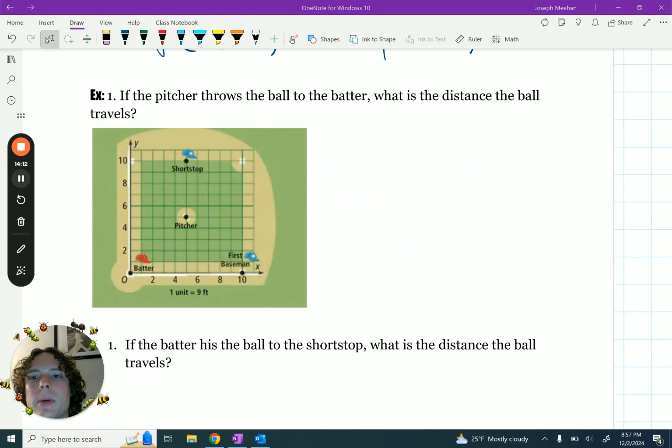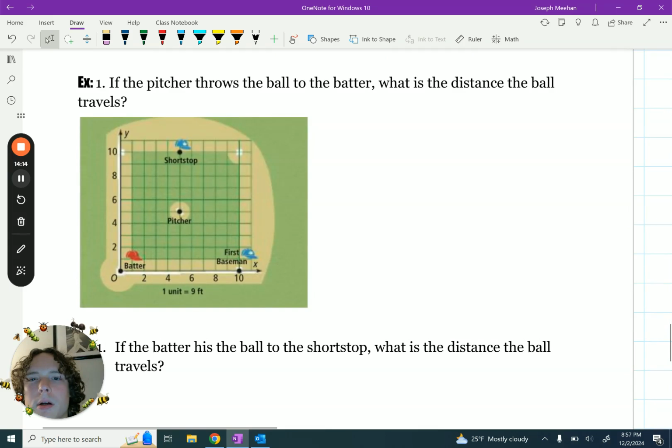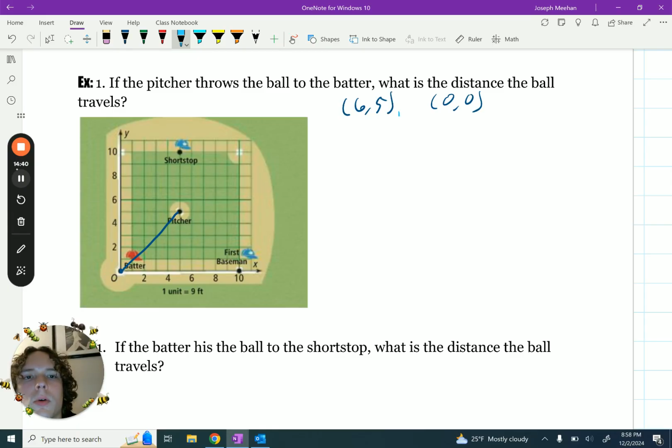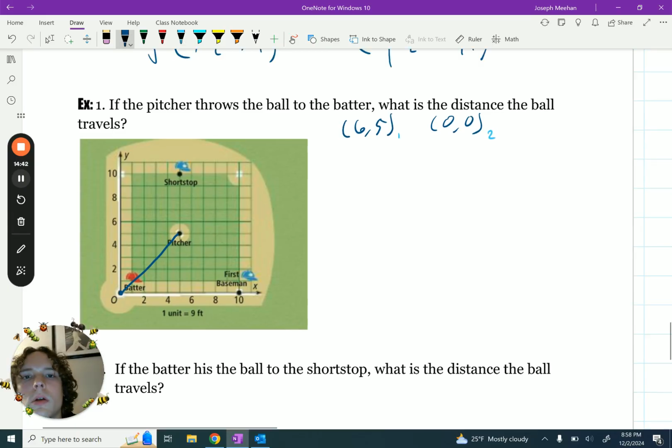So this example 1 here, it says, if a pitcher throws a ball to the batter, what is the distance the ball travels? So we're going from the batter to the pitcher, basically from 0, 0 to, it looks like 6, 5. So let's write those points down. Actually, we're going from 6, 5 first, right? We're going from the pitcher to the batter, right? So 6, 5, and then 0, 0. Let's just say that 6, 5 is point 1, and this is point 2.